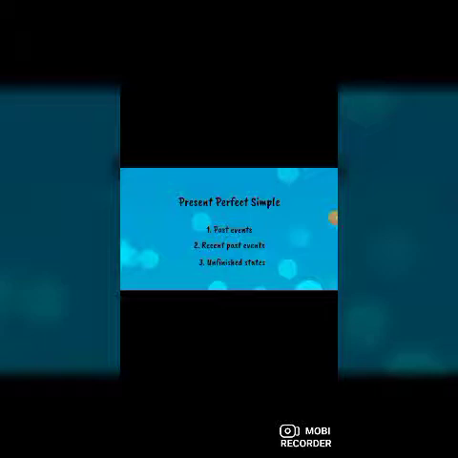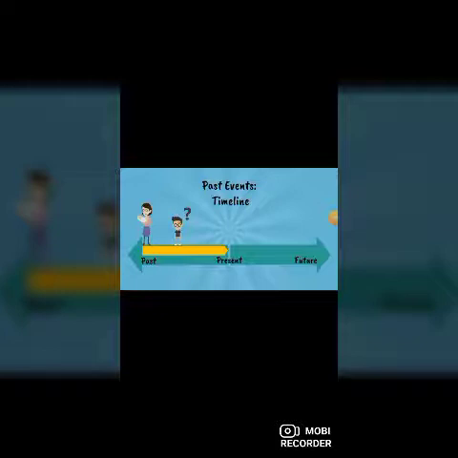So let's see number 1, the past events. Here we have the timeline. I have past, present, and future. The present perfect, it is used to express what? Something that happened in the past, but we don't know when exactly it happened. It's a non-specific time, sometime between the past and now.